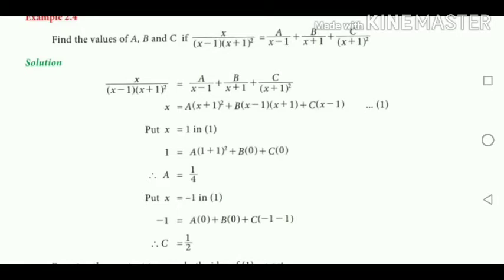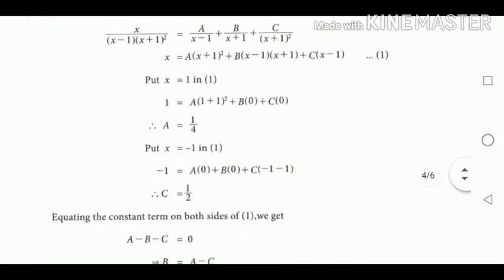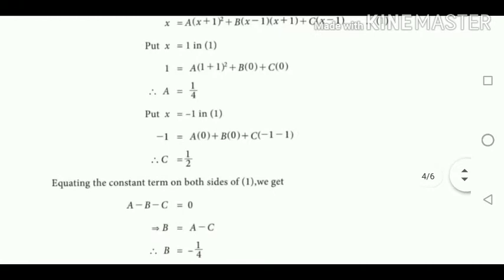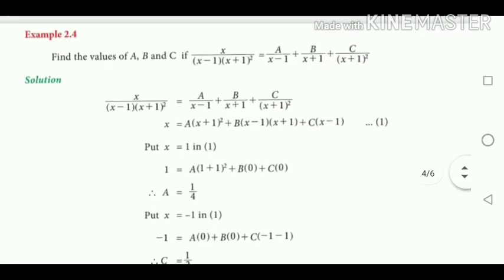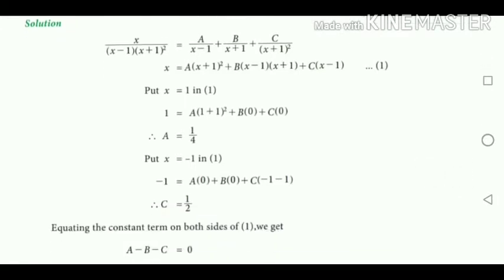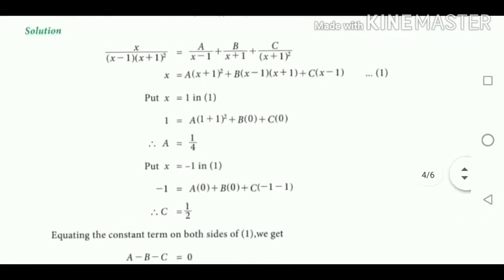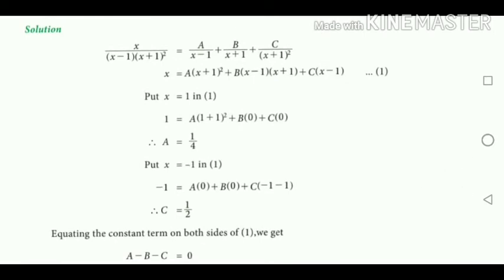Then x equal to minus 1 means a and b are 0 and the value of c equal to 1 by 2. So equating the constant term on both the sides of 1 we get: here the numerator of the left hand side is x, okay, there is no constant. So if you are equating constants, in such a case you are getting the constant term on the left hand side as 0. So here they are applying equating the constant terms. If the question is like this, you have to do the method of equating the constant on both sides. Then only you are getting the answer for this.